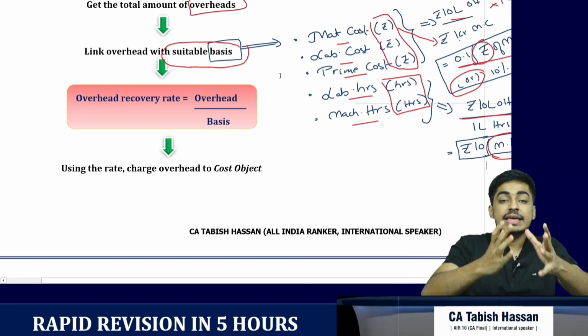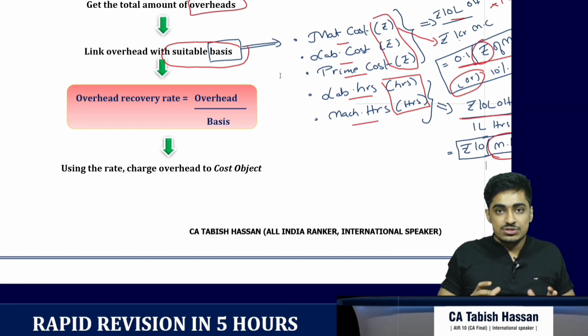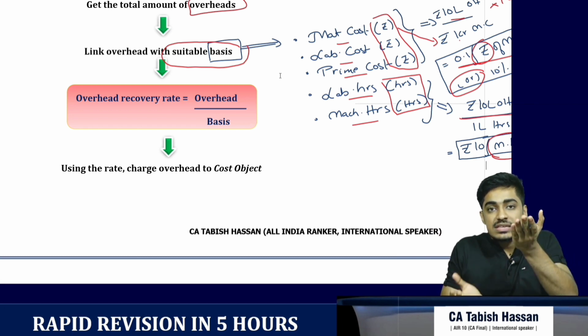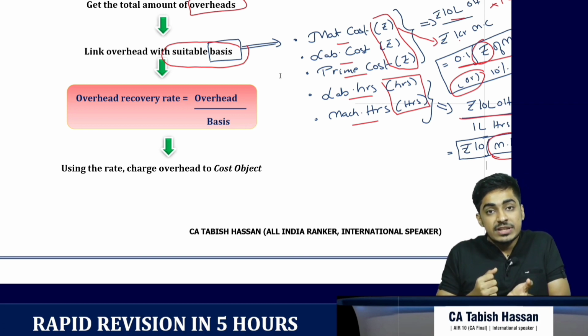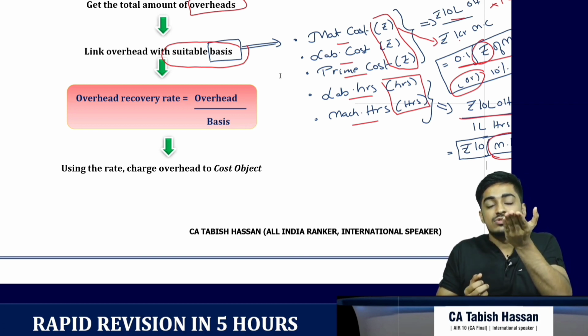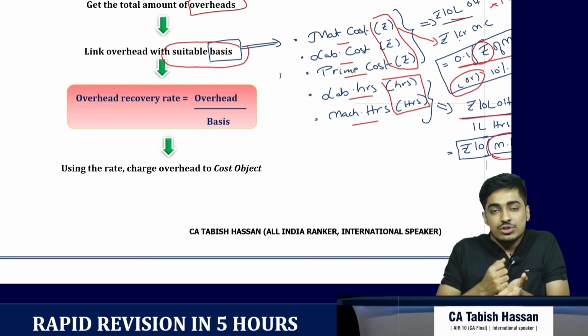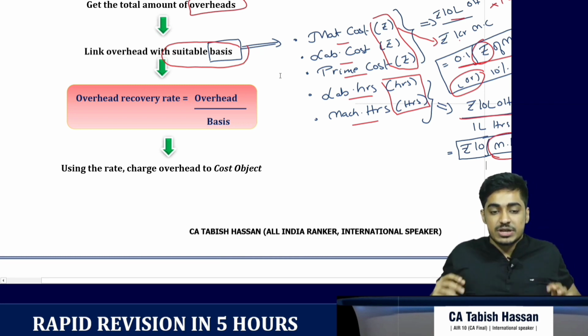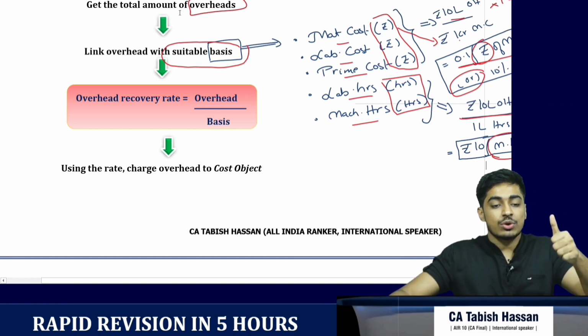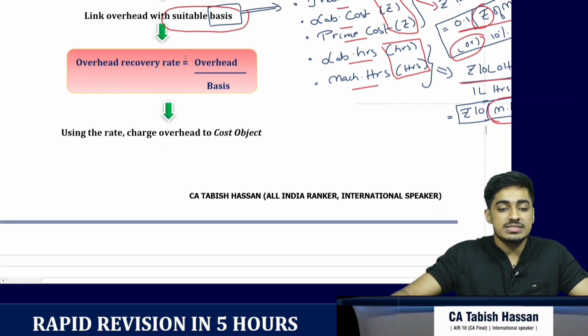Okay, and we are linking the overhead with the suitable basis, so that when the basis increases, the overhead also increases. So what we are effectively telling is, as and when the material cost goes on increasing, actually we know the actual material cost. So when the material cost goes on increasing, we are charging the overheads on the respective basis.